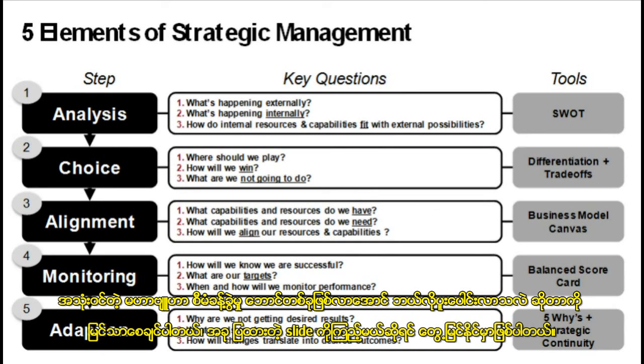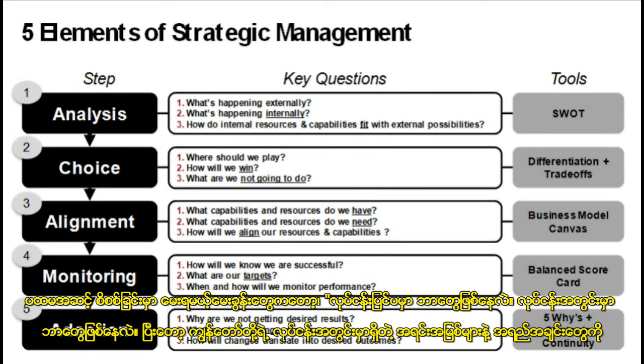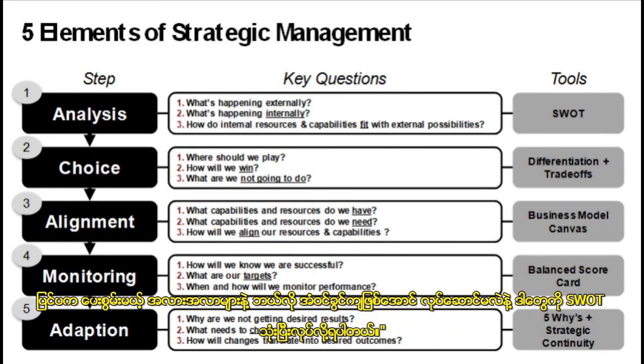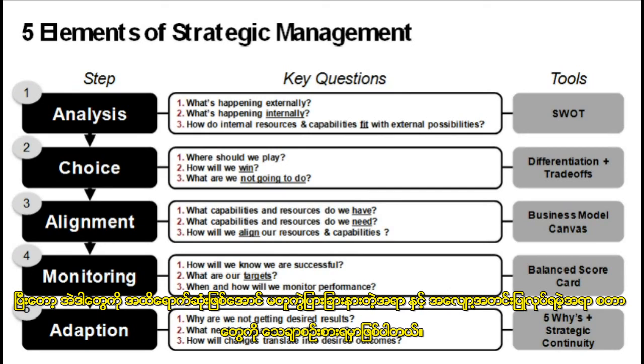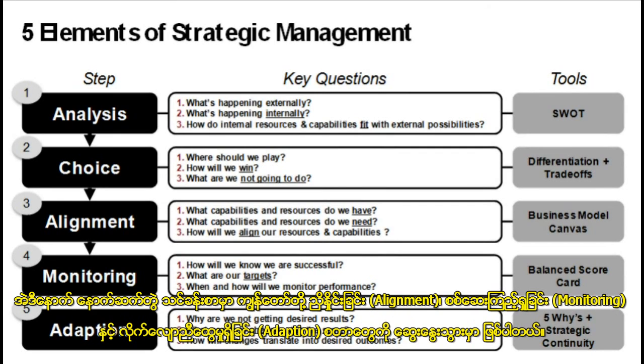as you look at the slide there and you observe step one is analysis, asking yourselves the questions, what's happening externally, what's happening internally, and how do our internal resources and capabilities fit with our external possibilities, and we can use a SWOT to do that. Step number two, where should we play? How should we win? What are we not going to do? And we can think really carefully about differentiation and trade-off to help us be effective at that. And in a follow-up session, we'll talk about alignment, monitoring, and adaptation.